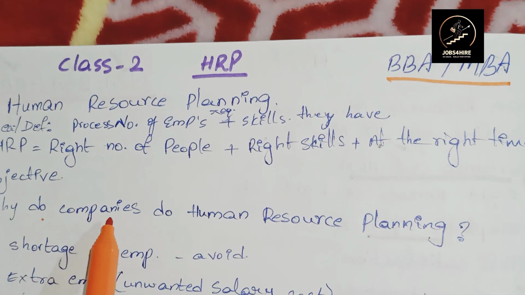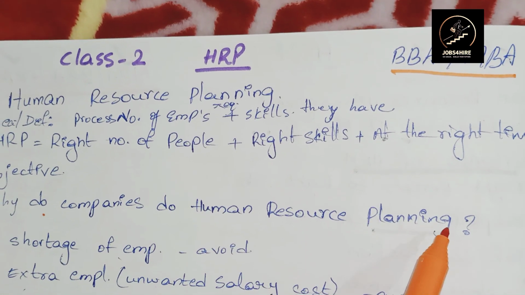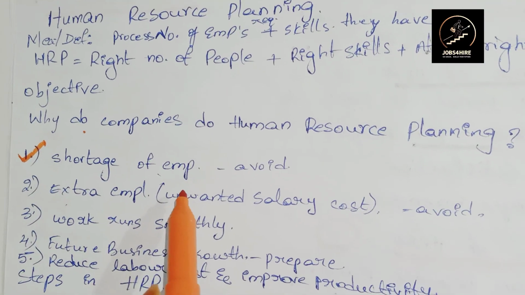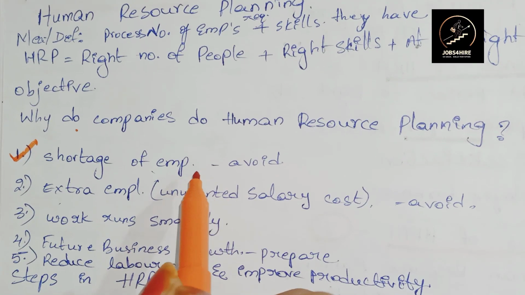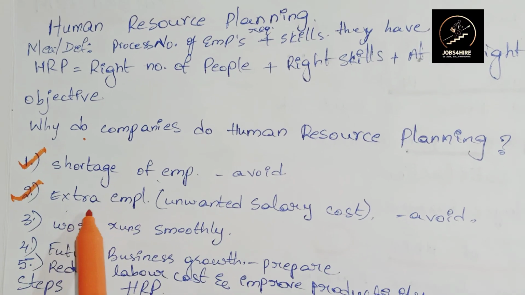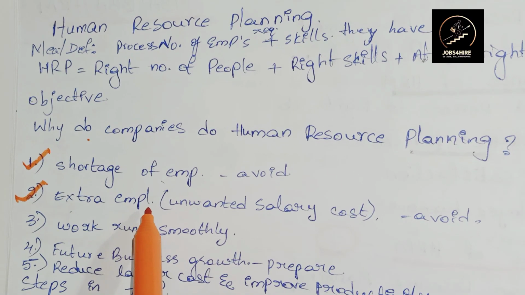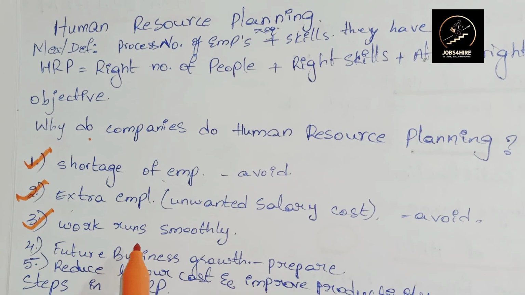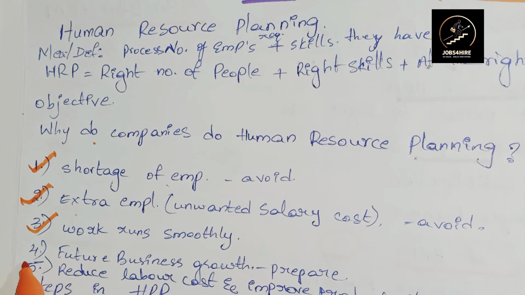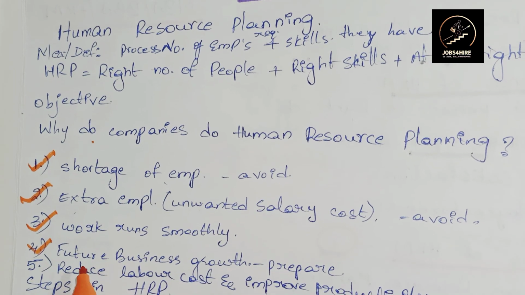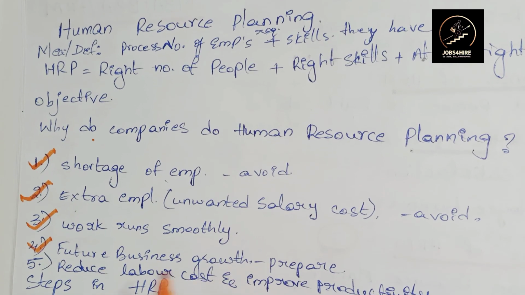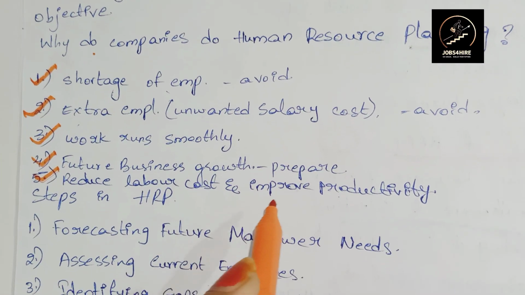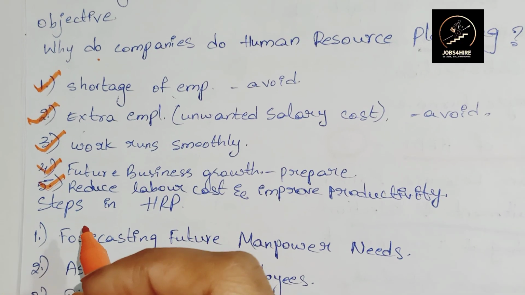Objective: why do companies do human resource planning? The main objective is to avoid shortage of employees. Number 2, to avoid extra employees, which means surplus. Number 3, to ensure work flows smoothly. Number 4, it prepares for future business growth. Number 5, it reduces labor cost and improves productivity or efficiency.